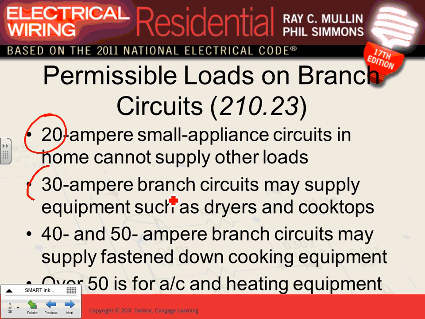30 amp circuit, anybody know where a 30 amp circuit can go? These are typically dryers and AC. AC and dryers are your 30 amp circuits. For a 40 amp or 50 amp circuit, you are talking about cooking equipment. These are your ranges. Over 50 amp circuits are typically for AC, heating and cooling equipment, chillers, air handling units, and so forth. But we don't use them a whole lot in residential though. Any question, guys, about these branch circuits?